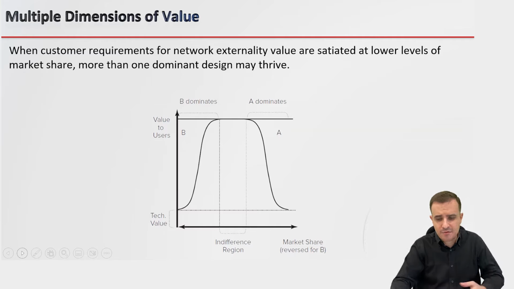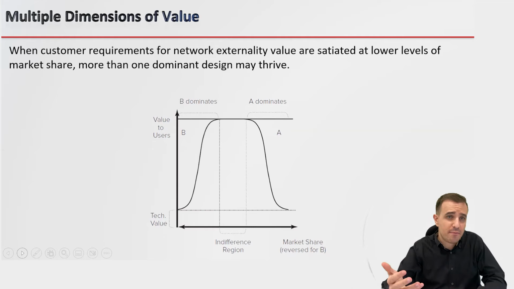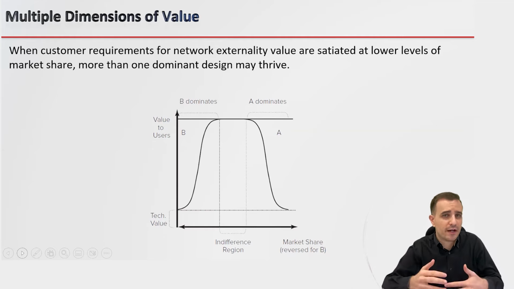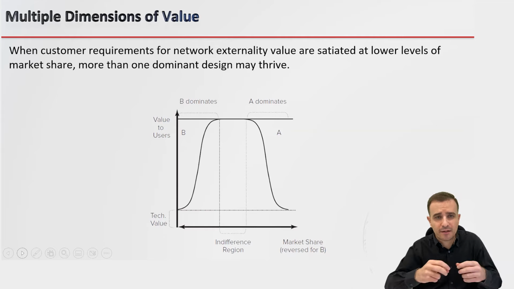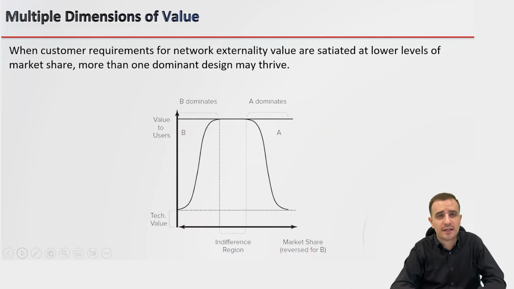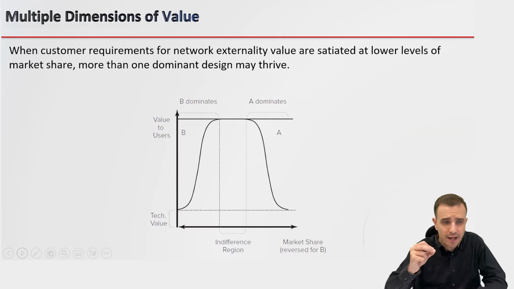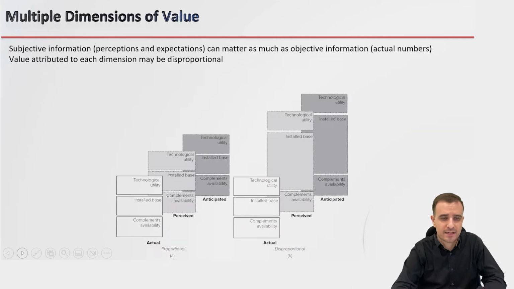In this case, we can actually have more than one dominant design. Again, to give you an example, this is the case of the gaming console industry. There are many gaming consoles. There are users, fans, that like any of these gaming consoles. They don't need to achieve a dominant position to enjoy the positive network externality.